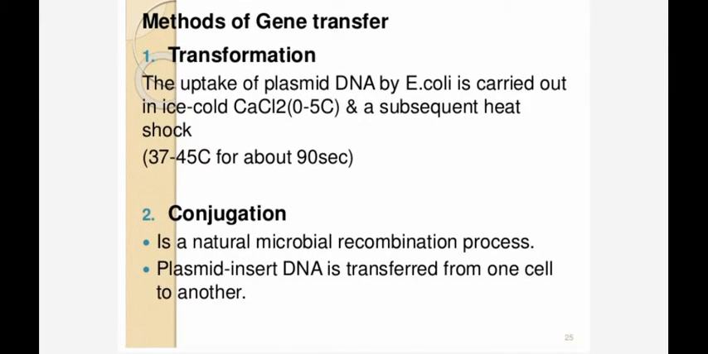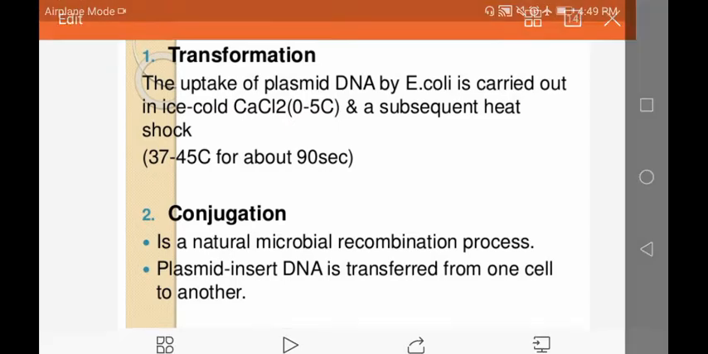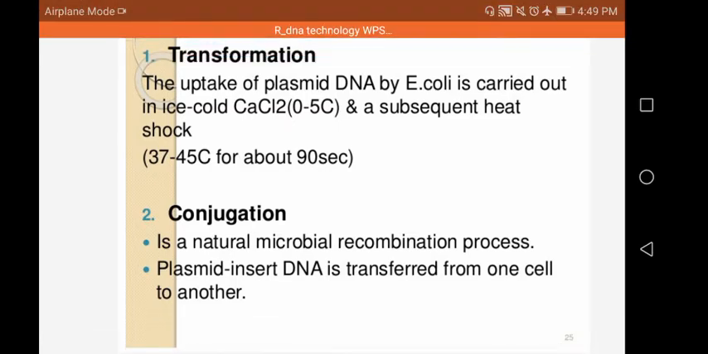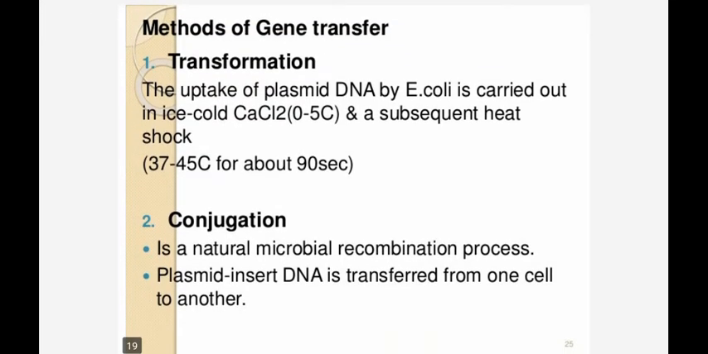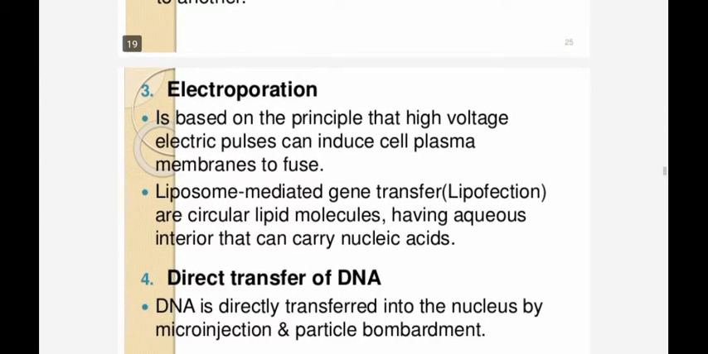Methods of gene transformation. The uptake of plasmid DNA by E. coli is carried out in ice-cold calcium chloride at 0 to 5 degrees centigrade and a subsequent heat shock at 37 to 45 degrees centigrade for about 90 seconds. Next, conjugation. It is a natural microbial recombination process. Plasmid insert DNA is transferred from one cell to another.